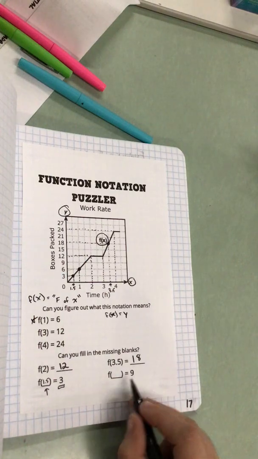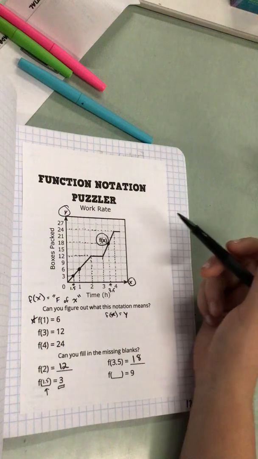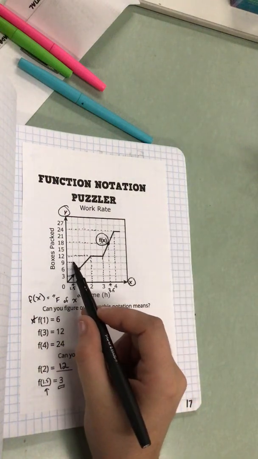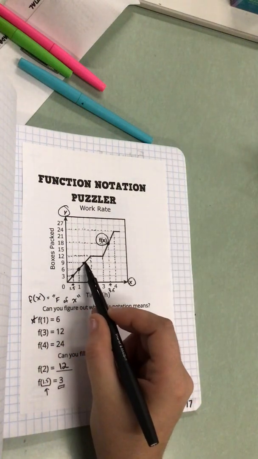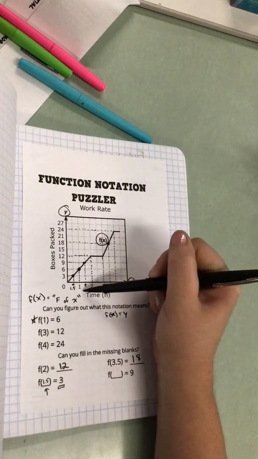Let's try this one. What x value gives you a y value of 9? Well, the y value of 9 is right here. It's about right there. We drop it down. Looks about 1.5.